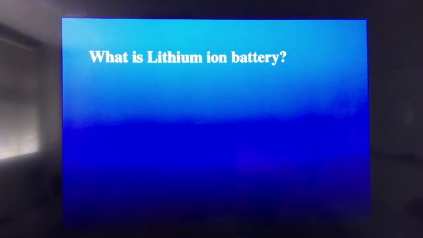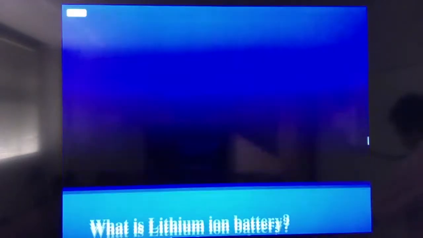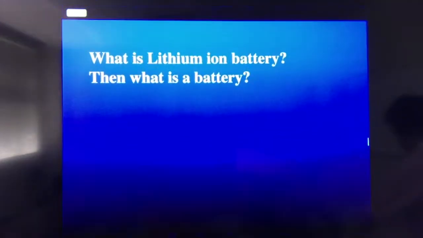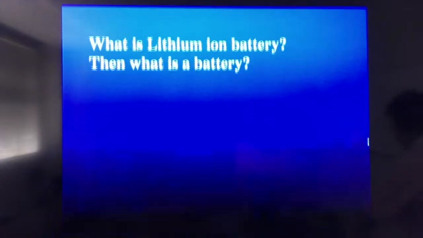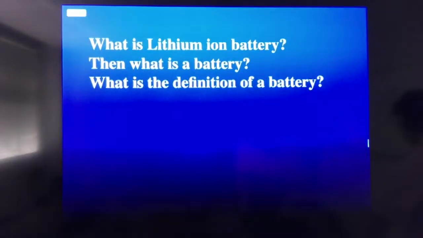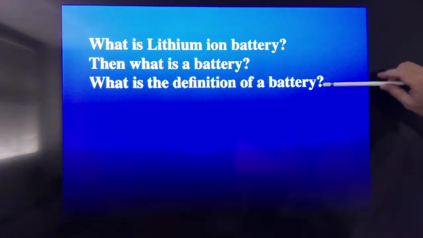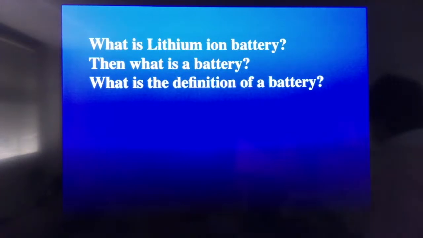So now, finally, it's time. We're talking about batteries. What is a lithium battery? Then, what is a battery? What is the definition of a battery? Yeah, we are going to start with this sentence. What is the definition of a battery?